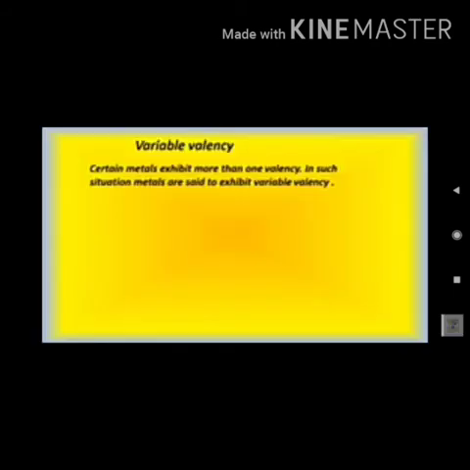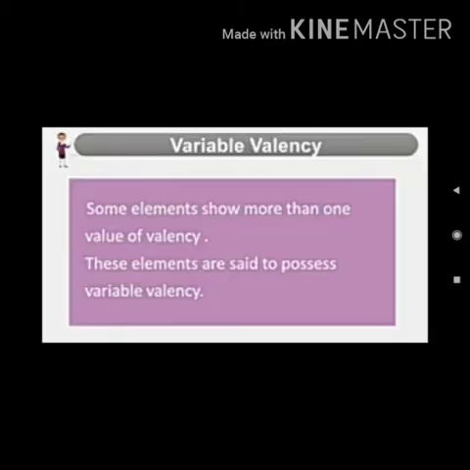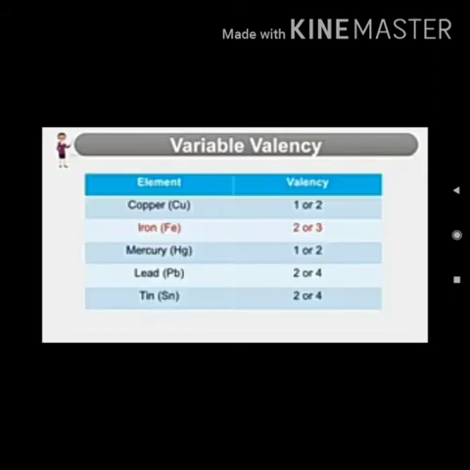Okay, now next is variable valency. Some elements exhibit more than one valency, and in such situations they are said to exhibit variable valency. Mostly these are metals. For example, copper has variable valency, meaning Cu1 positive and Cu2 positive. Iron, Fe2 positive, Fe3 positive. Mercury, Hg1 positive and Hg2 positive. Lead, Pb2 positive and Pb4 positive. And tin, Sn2 positive and Sn4 positive.